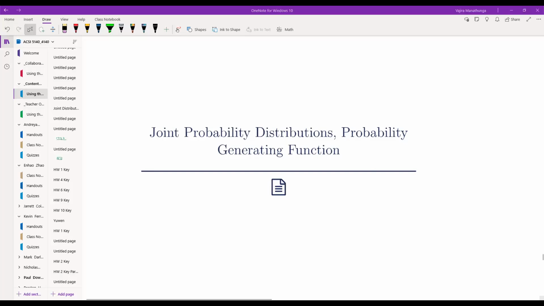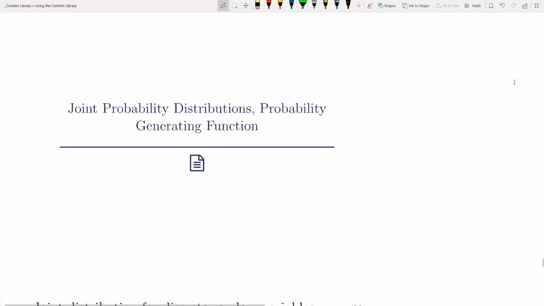Hello everyone. So now we are going to talk about joint probability distributions and probability generating functions. In this lecture, we are really going to focus on joint probability distributions for discrete random variables. So X and Y, if we take two random variables, they both are going to be discrete random variables, and we want to talk about the joint distribution of those two random variables.